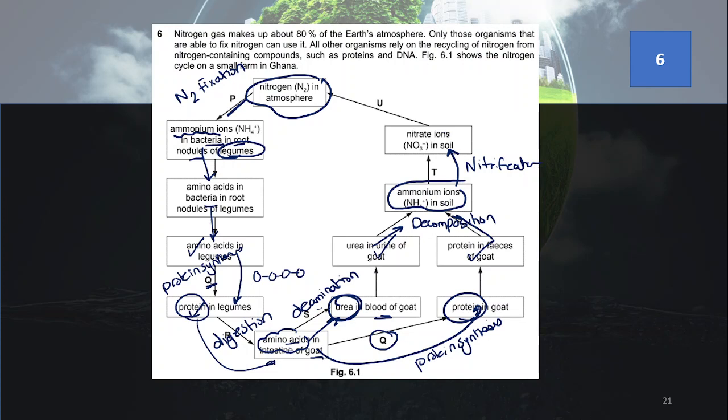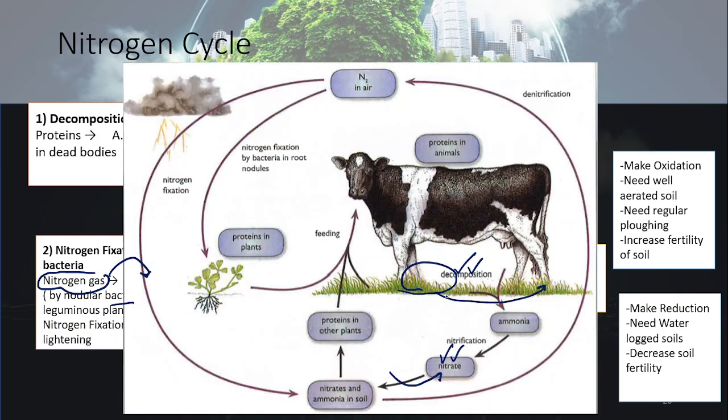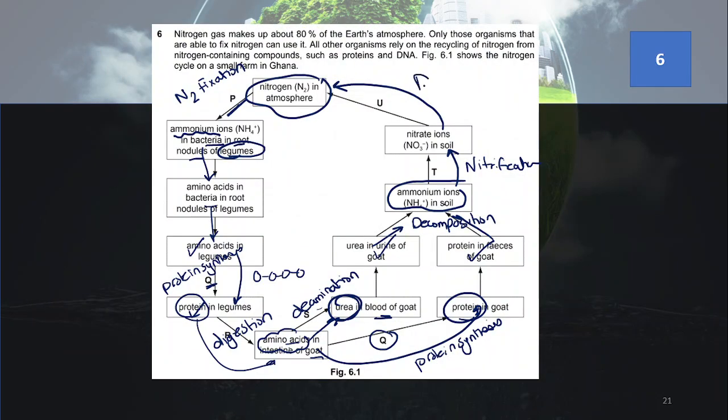The last one, nitrates is changed to nitrogen gas. Nitrates is converted back into nitrogen gas. If we go back, nitrates converted back to nitrogen gas, so this is denitrification. So letter U will be denitrification. And this is it for the nitrogen cycle.